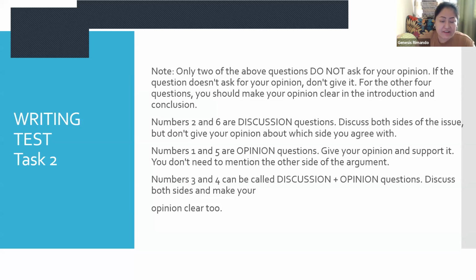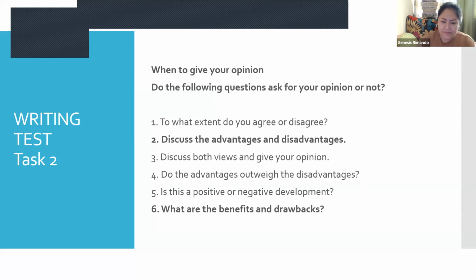Numbers 1 and 5 are opinion questions. You have to give your opinion and support it. You don't need to mention the other side of the argument. Number 1 and 5 are, to what extent do you agree? Number 5 also asks, is it a positive or negative development?